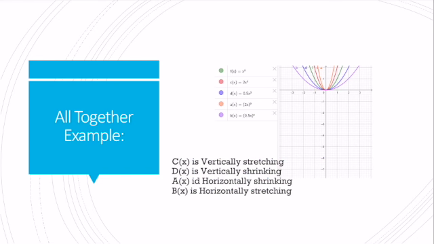So here we have a comparison. In green, that's our basic x squared. C of x in the red, that's our vertical stretching. D of x is our vertical shrinking. And then A of x is our horizontal shrinking, and B of x is our horizontal stretching. So it stretches out further horizontally, or less far horizontally.